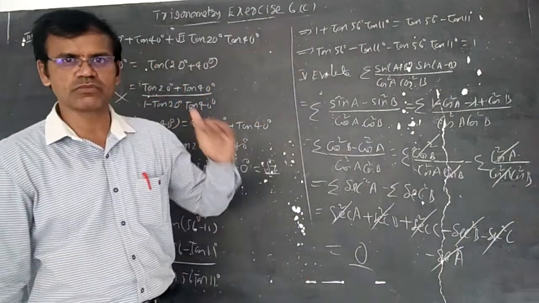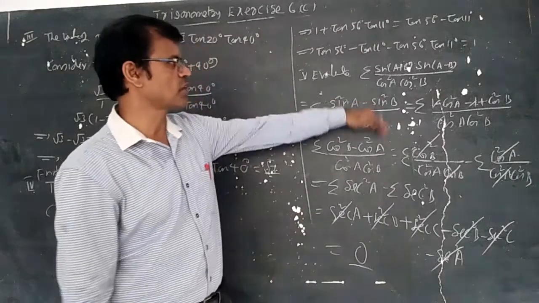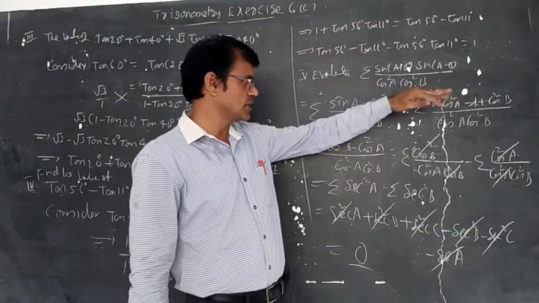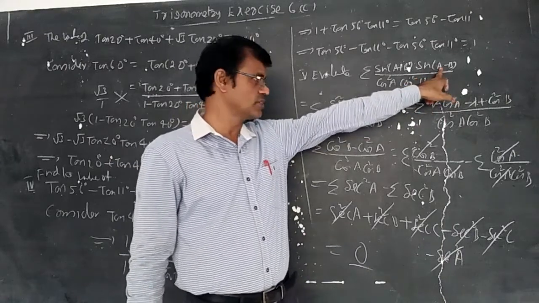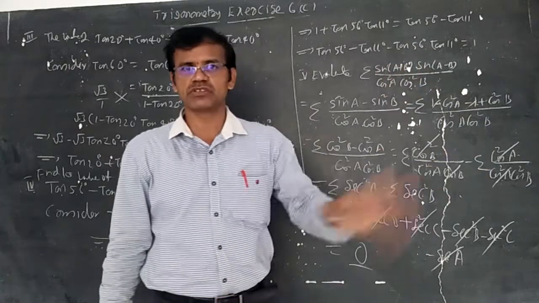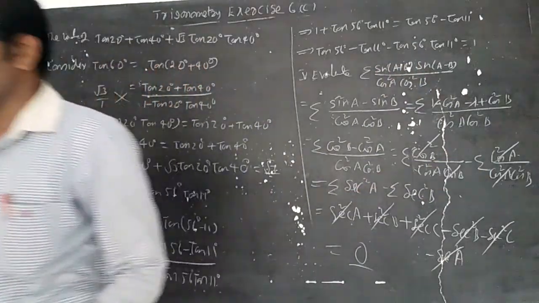If you are getting the same question in objective, the shortcut is to put A equal to B, or A equal to 0, B equal to 0. Here only you will get the answer. Sin 0 becomes 0, sigma 0 is 0. Directly you can say it in objective.